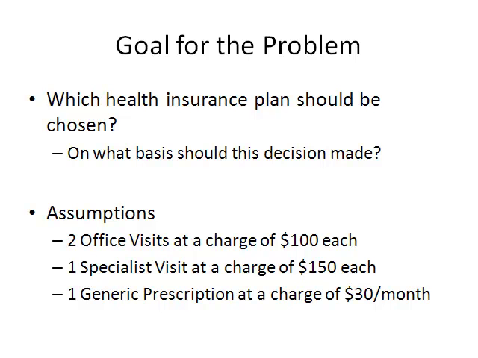My goal was to decide which of these plans I should choose. I wanted to pick the plan with the lowest total annual cost, assuming several visits to my doctor and a specialist. The visits to my primary care physician incur a charge of $100, and the visit to a specialist incurs a charge of $150. I will also assume a single generic prescription that is charged at a rate of $30 per month.